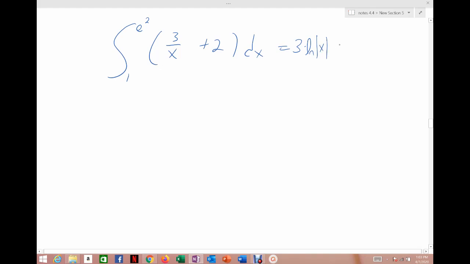Natural log of x. So there's the antiderivative of 3 divided by x, and then 2x for the 2, integrating from 1 to e squared. Again, show the general antiderivative, and I haven't plugged my numbers in yet. Then you plug them in: f of e squared minus f of 1.